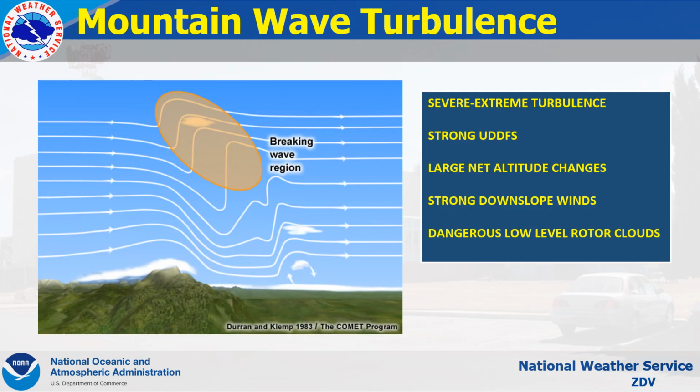Mountain wave turbulence, here's another example of a picture there of some severe cases. As the wind blows from left to right across the image there, it encounters a very stable layer of air over the mountains. When that happens, it's forced down in a breaking action similar to how a wave would break in the ocean. Now, in this example, the severe to extreme turbulence would occur in the circled area there as those waves break. Strong updrafts, large net altitude changes, strong downsloping winds can occur, resulting in low turbulence, as well as dangerous low-level rotor clouds.